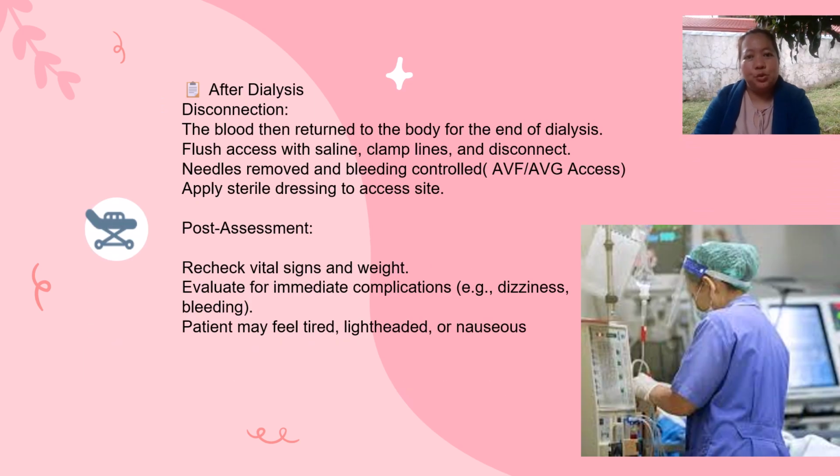After dialysis comes the termination or disconnection. Flush the access with saline, clamp lines, and disconnect. In a catheter, we put a heparin lock, a combination of heparin, gentamicin, and plain NSS, so that during the non-dialysis time, the catheter will not be clotted, which would be a big problem for the next dialysis. For AVF or AVG, needles are removed and bleeding is controlled. Apply sterile dressing to the access site, always, to prevent infection.